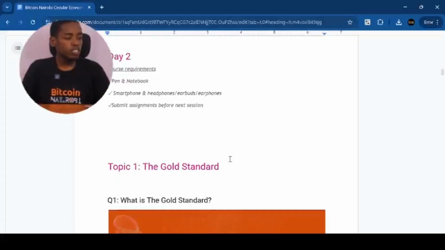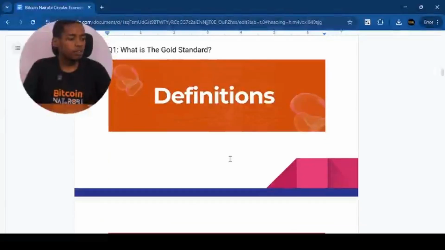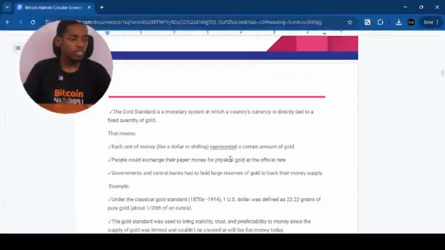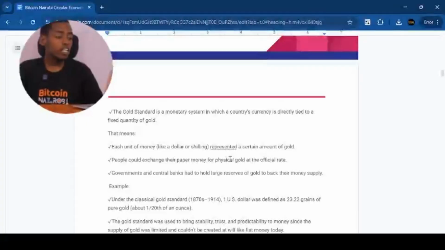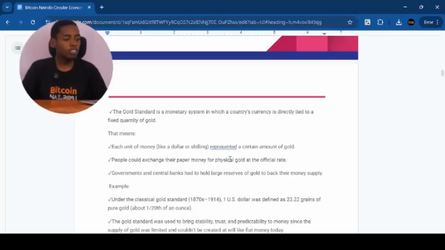So day 2 will be discussing the gold standard. What is the gold standard? The gold standard is a monetary system in which a country's currency is directly tied to a fixed quantity of gold. That means each unit of money, like a dollar or a shilling, is represented as a certain amount of gold. People could exchange their paper money for physical gold at the official rate. Governments and central banks had to hold large reserves of gold to back their money supply.